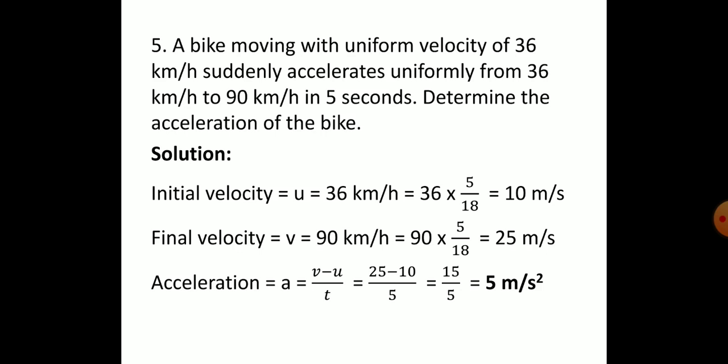So what is the acceleration formula? V minus u by t. V is the final velocity 25 minus the initial velocity u, that is 10, divided by 5, which is equal to 15 by 5, which is equal to 5 meter per second squared.